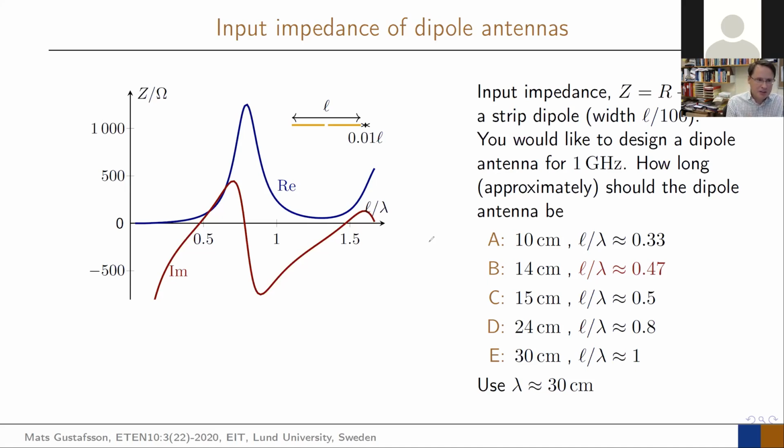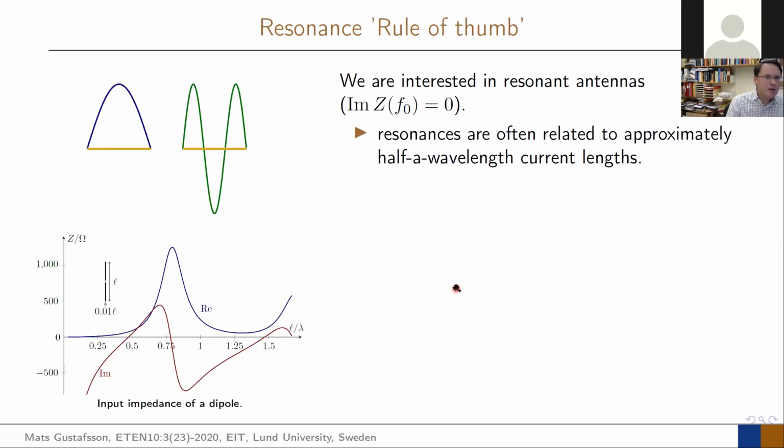Of course, we will also like the resistance to be close to 50 ohm. We want both of them to happen. And for a strip dipole, it is slightly below half a wavelength. That's where they sit. We still call them half a wavelength dipoles, but they are not really half a wavelength in length, approximately half a wavelength. So if we look at these cases here, we can see that the resonances here are a rule of thumb.